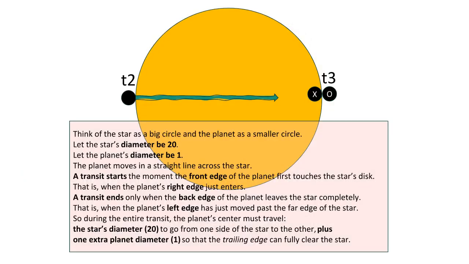A transit starts when the front edge of the planet touches the star. It ends only when the back edge completely leaves, so the planet doesn't just cross the star's diameter. It crosses the star's diameter plus 1 planet diameter. That distance corresponds to 21 delta T.